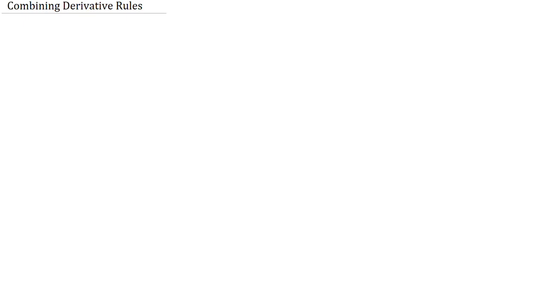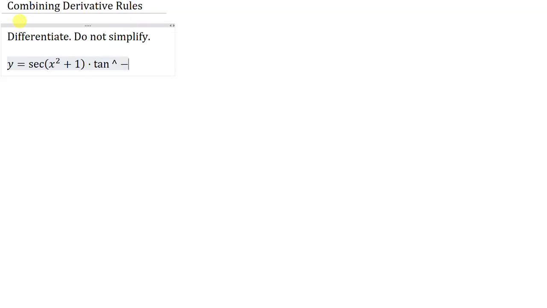So the first one, let's see here. Let's differentiate, and do not simplify. I'm not worried about simplifying in these big functions. So let's say the first function is y equals secant of x squared plus 1 times tan inverse of 2x. And we want to differentiate this function.